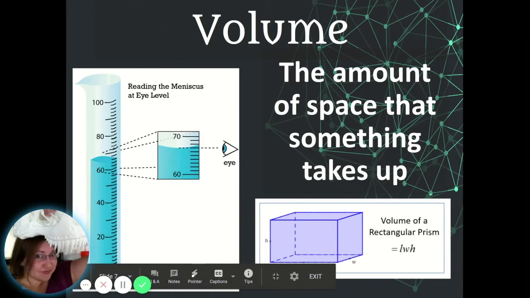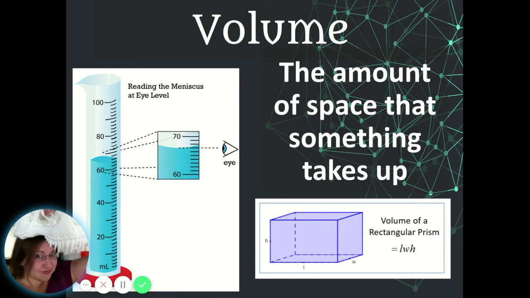When we look at volume, volume is going to be the amount of space that something takes up. And we've looked a little bit at finding volume and determining volume of solids and liquids. So we're primarily going to be using these 2 different procedures throughout the year. So we'll be measuring volume of liquids using graduated cylinders. And the graduated cylinder is usually going to be using milliliters, ml.